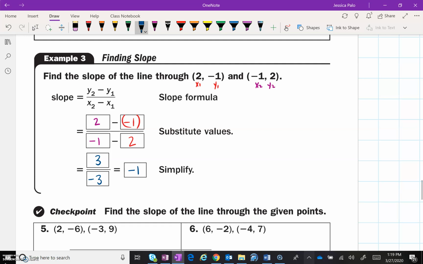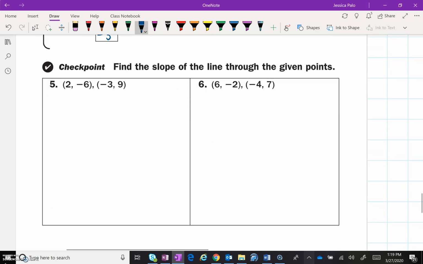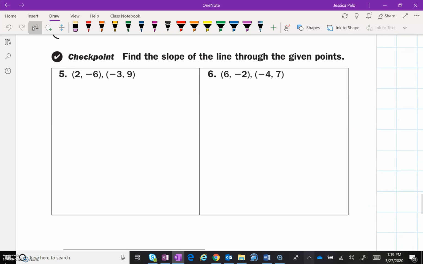Now, here is a checkpoint. Practice doing some slope. Pause the video and come back when you're finished.